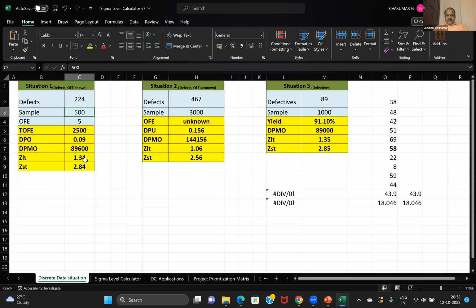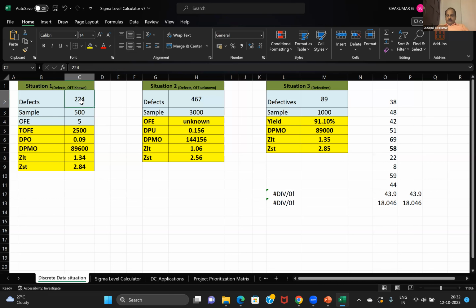Sorry, short-term sigma level is 2.84. Long-term sigma level is 1.34. Always there will be a difference of 1.5. You know the reason, 1.5, isn't it? Sigma shift, the process will shift in the long term, and so there is a difference.